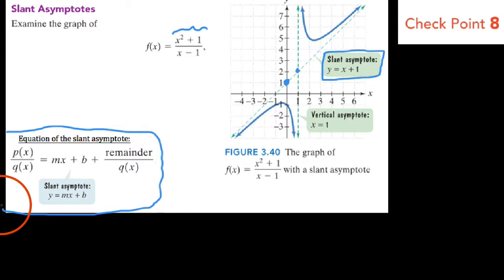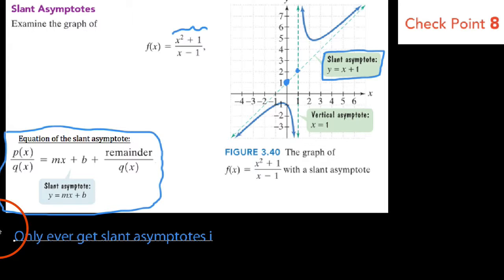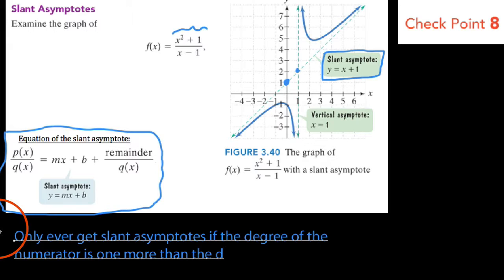And this only works with slant asymptotes. Let's make a little note here. You only ever get slant asymptotes if the degree of the numerator is 1 more than the degree of the denominator. This only ever happens if that's the case.